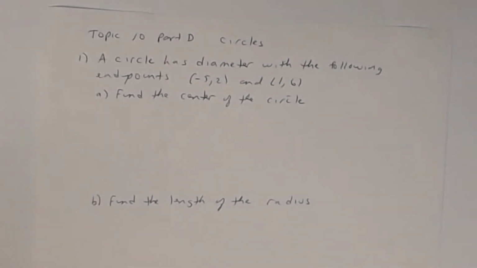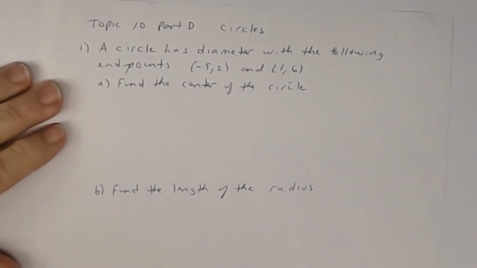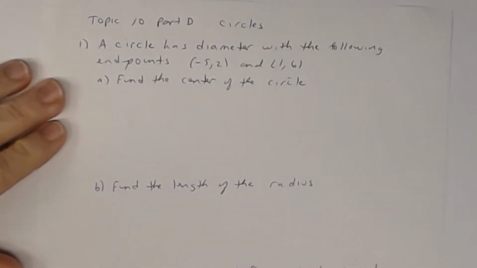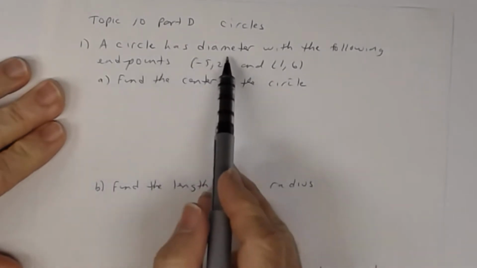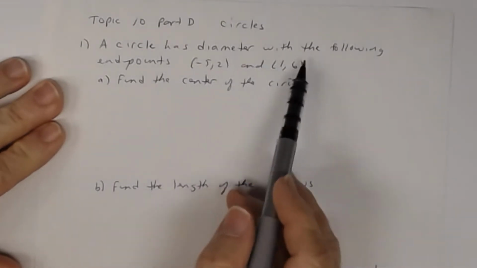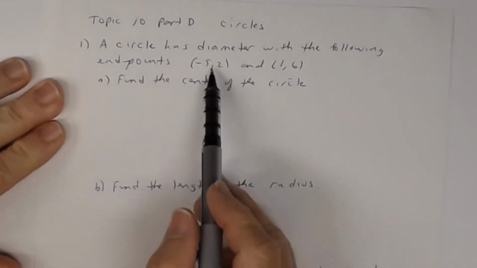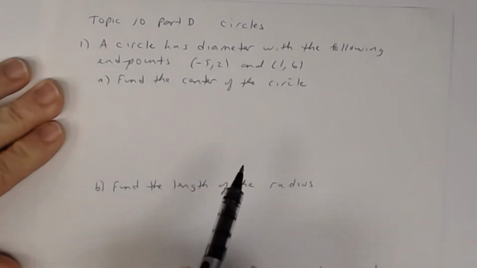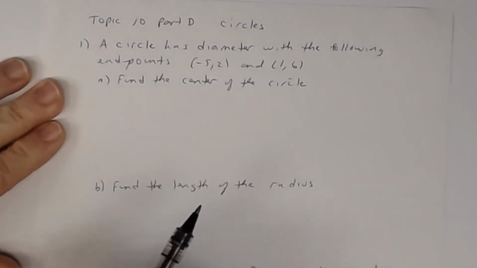All right, so this is topic 10, part D. Now it says this, and don't let all these words throw you off. It is not very difficult. A circle has a diameter with the following endpoints: negative 5, 2 and 1, 6. And they want you to find the center of the circle.